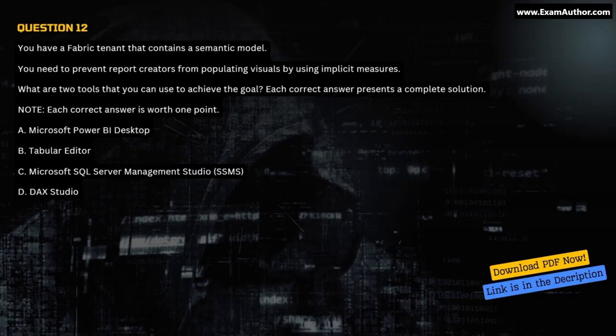Question 12. You have a Fabric tenant that contains a semantic model. You need to prevent report creators from populating visuals by using implicit measures. What are two tools that you can use to achieve the goal? Each correct answer presents a complete solution. Note, each correct answer is worth 1 point. A. Microsoft Power BI Desktop. B. Tabular Editor. C. Microsoft SQL Server Management Studio, SSMS.